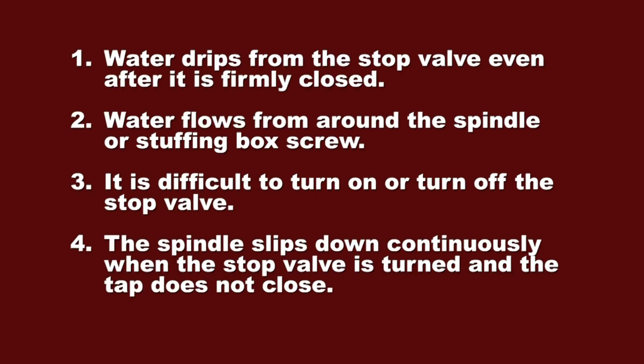Now, we look at the defects of stop wall. First one, water drips from the stop wall even after it is firmly closed. Second, water flows from around the spindles or stuffing box screw. Third one, it is difficult to turn on or off the stop wall. Fourth, the spindle slips down continuously when the stop wall is turned and the tap does not close.